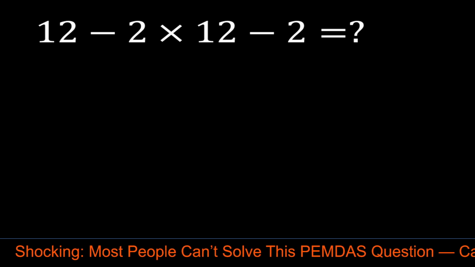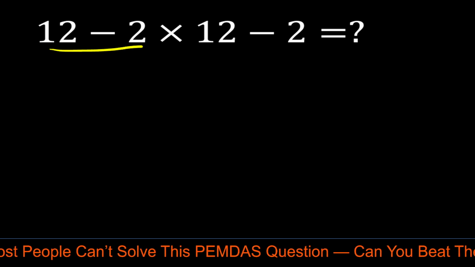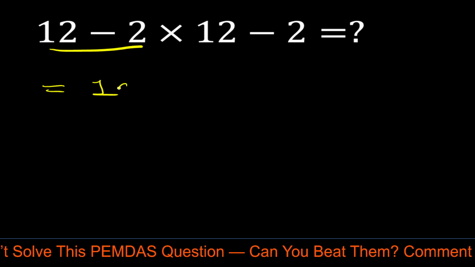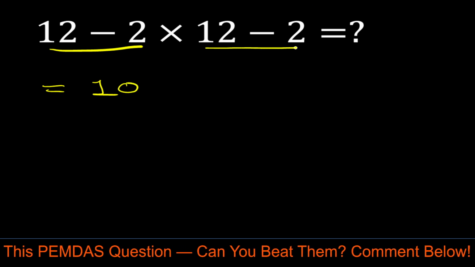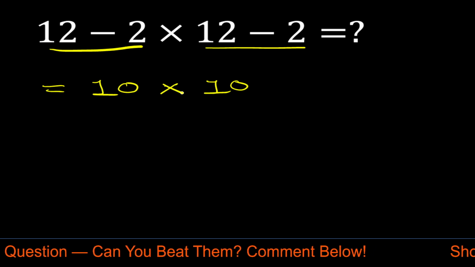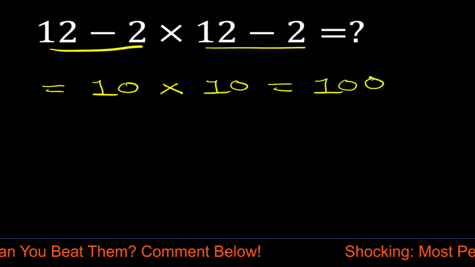So most people solve this question like 12 minus 2. So 12 minus 2 is equal to 10, right? Then again 12 minus 2. So 12 minus 2 is equal to also 10. Now 10 times 10. So 10 times 10 is equal to 100, right?